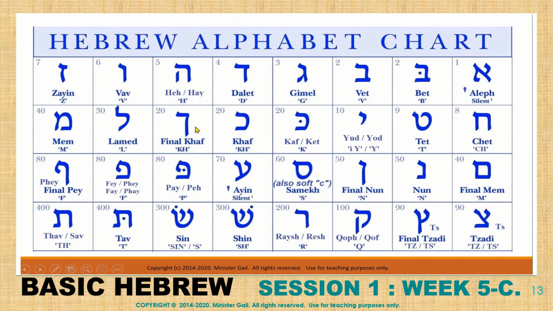With a dot, it will be a K. At the end of a word, it will always be on the left. That is a K-H or a K. Notice the tail, the end on it here, is below the line. These will always be below the line, the final or sofit letters.